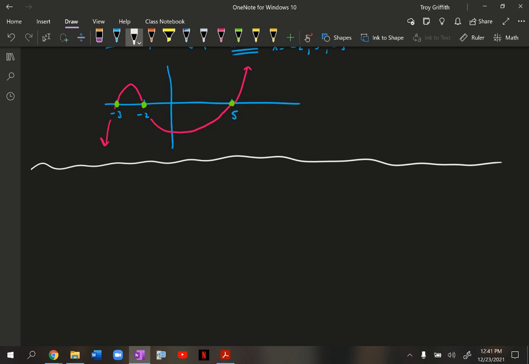So for our next one, let's see. Here's what we're going to try. Let's go g of x equals 2x to the fourth plus 3x cubed minus 12x squared minus 7x. And at the end of all this, we'll have a plus 6.